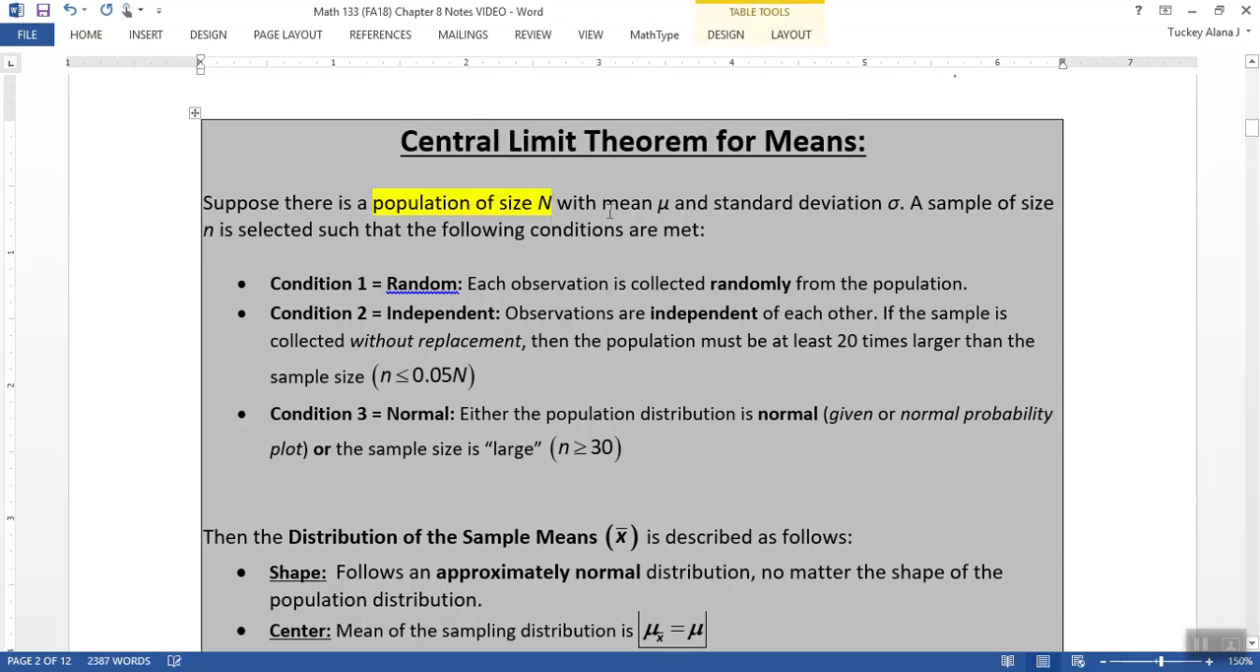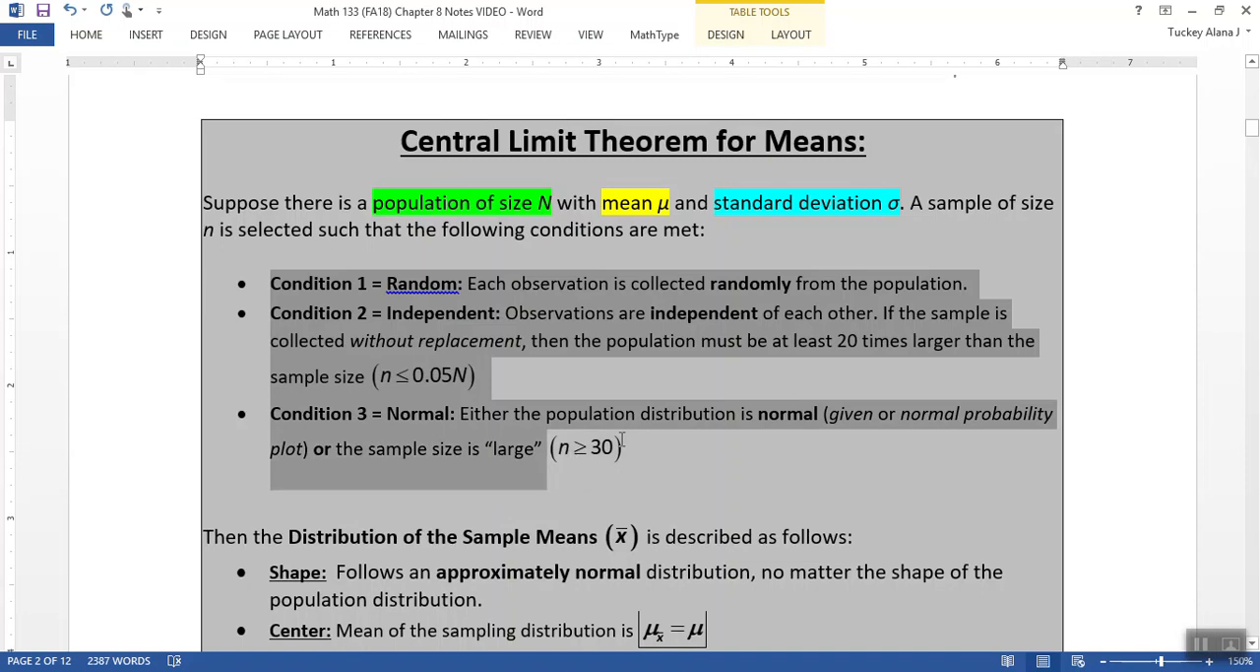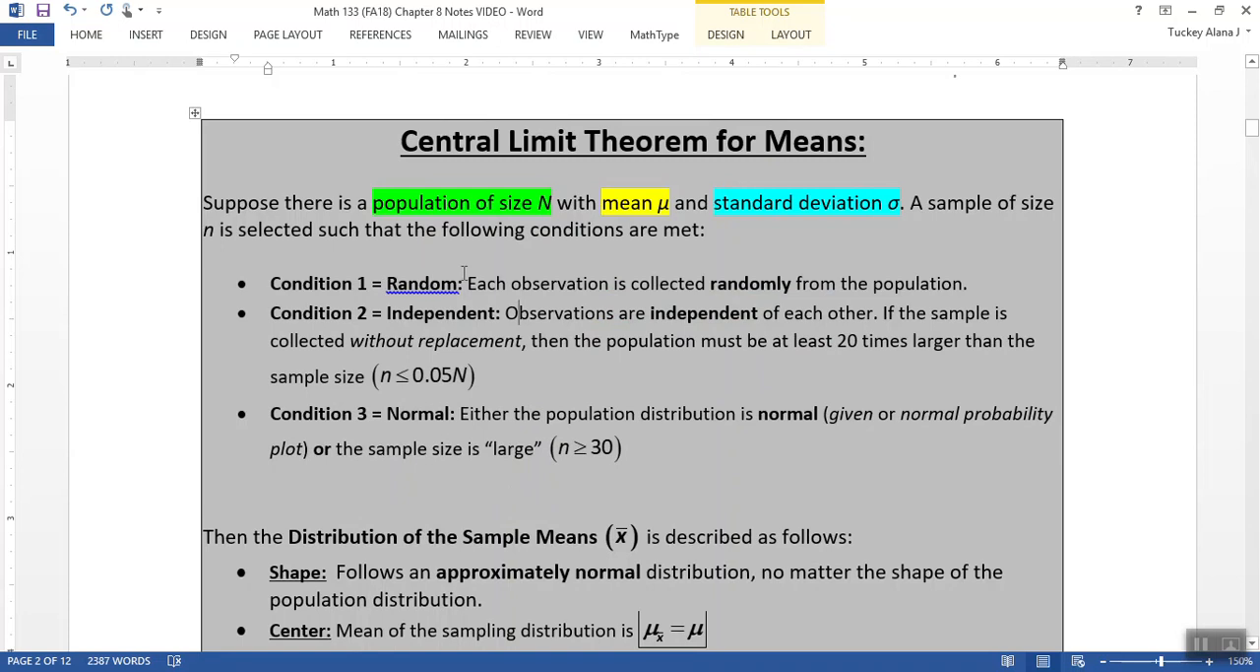So if you have a population of size capital N with mean mu, highlighted in yellow before, and standard deviation sigma, in blue, then a sample of size n, little n, is selected such that the following conditions are met. These three conditions are going to come back several times in chapters 9, 10, 11, and so on. So this is not going to be a one-off. This is going to occur frequently and definitely beyond the exam as well as the final.